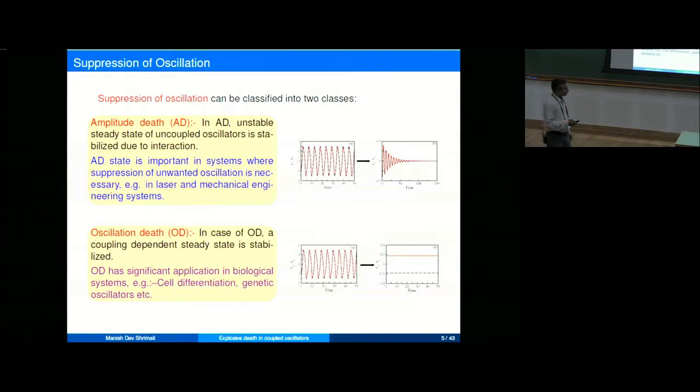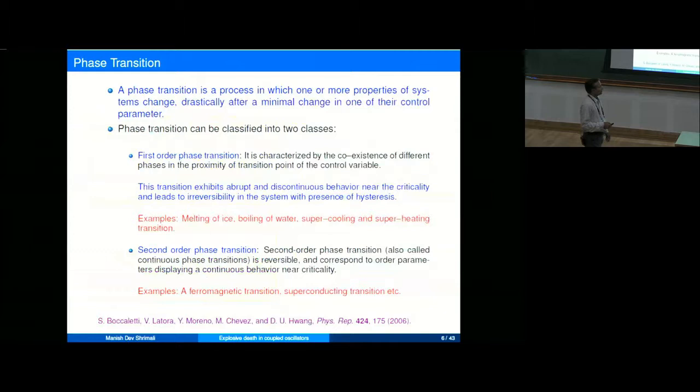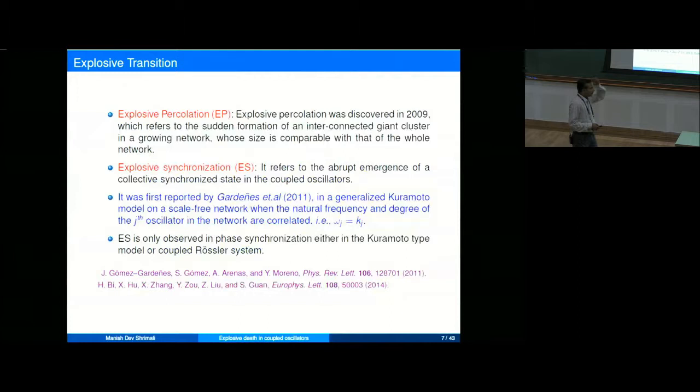Now, a phase transition is a process in which one or more properties of a system change drastically after a minimal change in one of its control parameters. Broadly it can be classified into two categories, first order and second order transitions. In a first order transition, we have a coexistence of different phases in the proximity of the transition point of the control variable. The second order is the so-called continuous phase transition. It is reversible and corresponds to the order parameter displaying continuous behavior near a critical value. Recently, in the last decade, people started looking at explosive percolation, synchronization, as well as suppression of oscillation states.